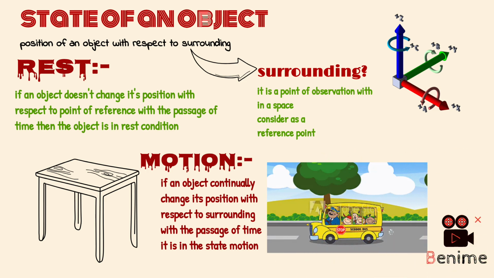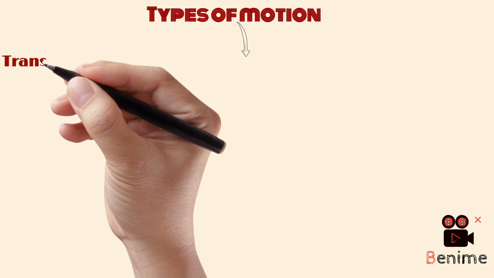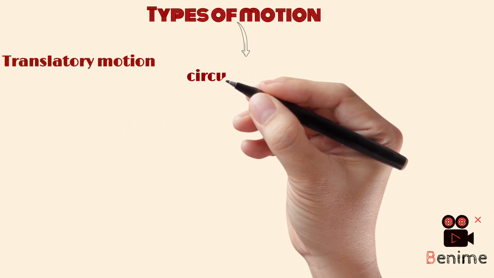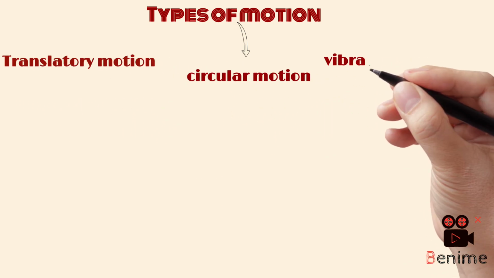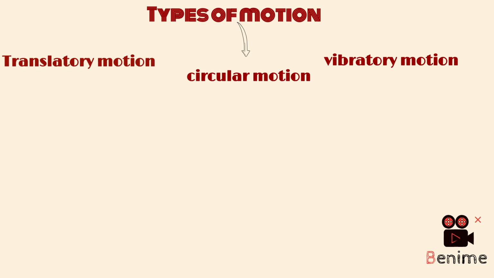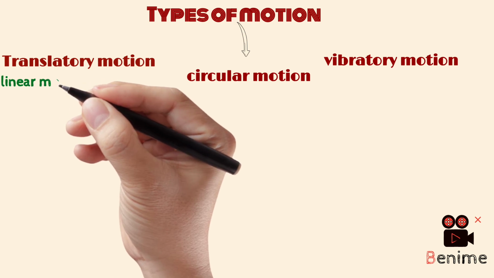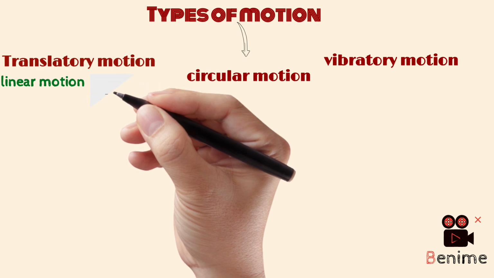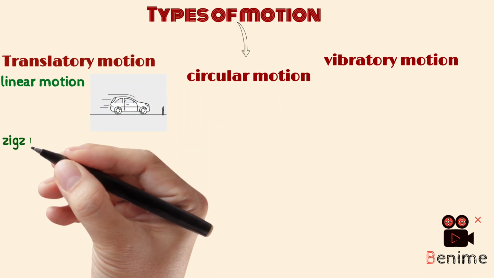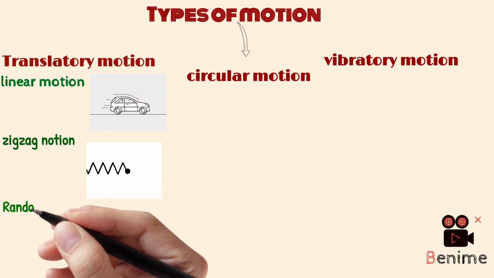Now, let's move to the next topic, that is the types of motion. Basically, there are three types of motion. One of them is translatory motion, circulatory motion and vibratory motion. Translatory motion means motion on a single axis. It is divided further into three types of motion, that is linear motion, zigzag motion and random motion.